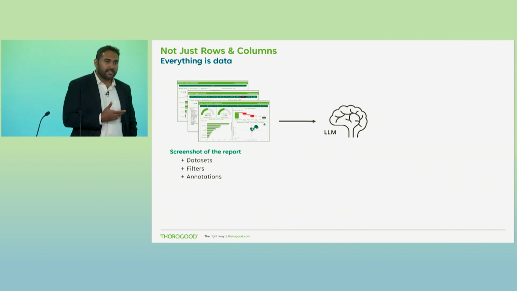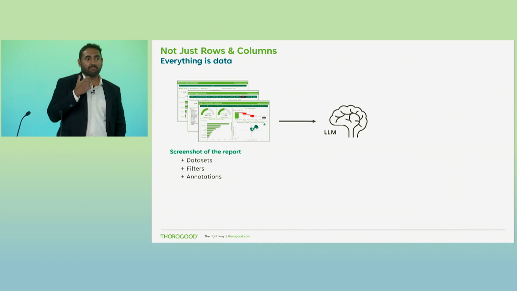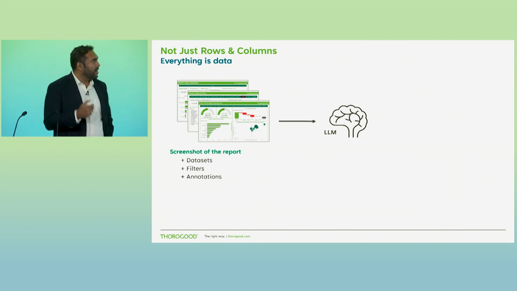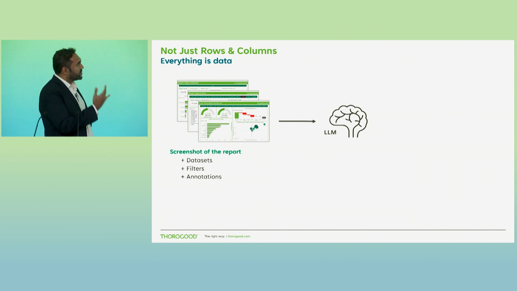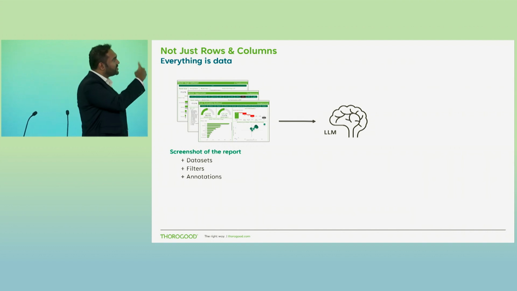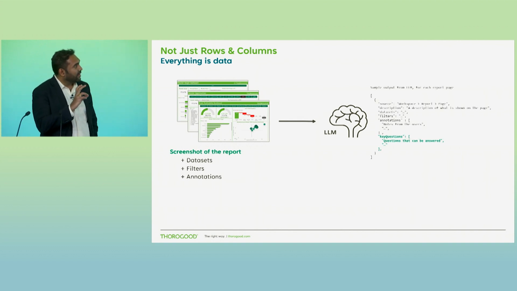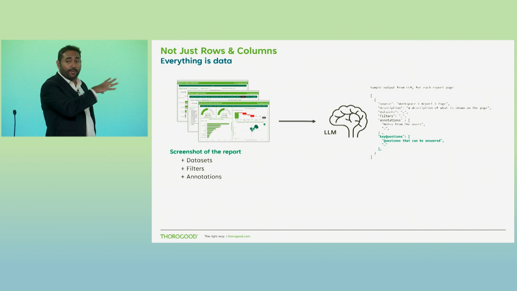We discussed previously, LLMs can now help us process unstructured data and image is an example of that. So with the information that we have passed here, the screenshot of the report, the data sets, the filters, the LLM can process the image, look at all of this additional context, and prepare a list of questions that can be answered using this particular report.